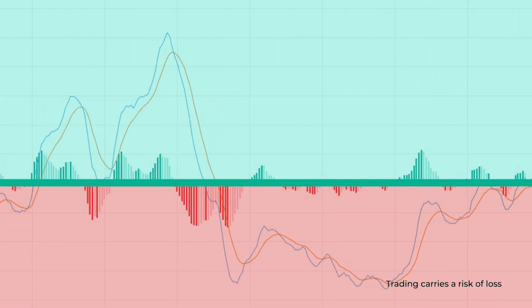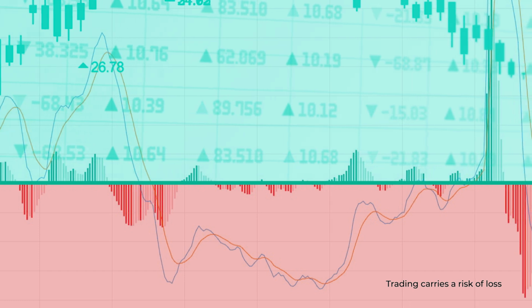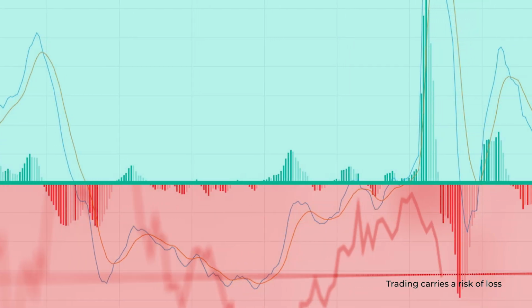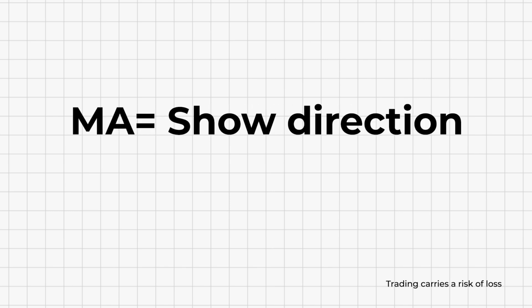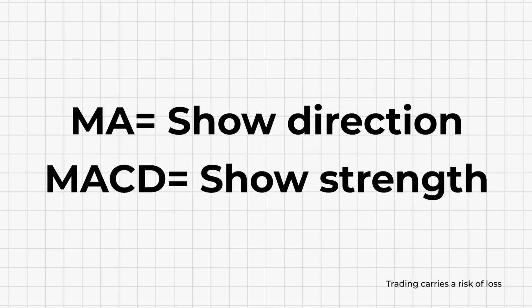The zero line also matters. Above zero, upward momentum dominates. Below zero, downward momentum is stronger. In short, if moving averages show direction, MACD reveals the strength behind the move.